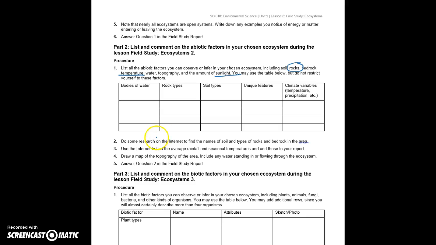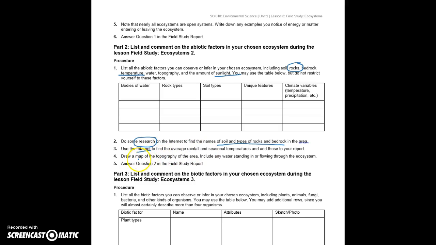Okay, you'll need to do some research. Go to the U.S. Geological Service and you can find out something about the soils and rocks in that area. You'll need to go to the internet. Weather Underground or AccuWeather are great resources to find out what your seasonal averages are, and you can include that, not just on the day or days you're there, because a day in October is not the same as a day in July or February.